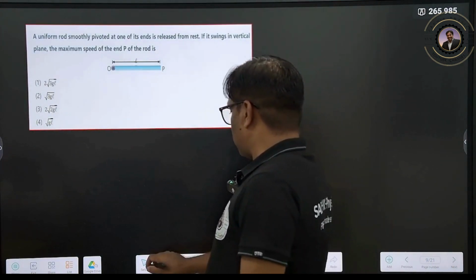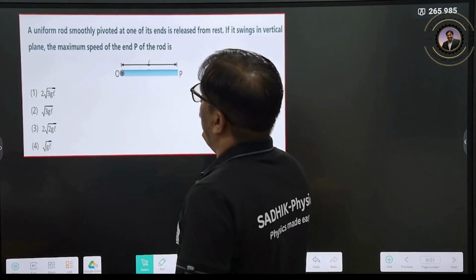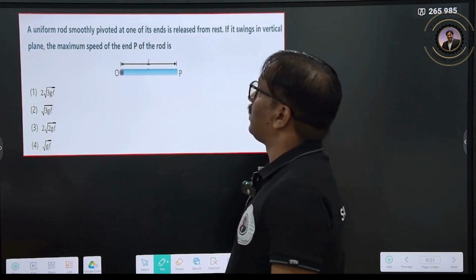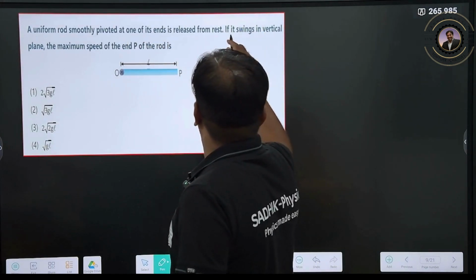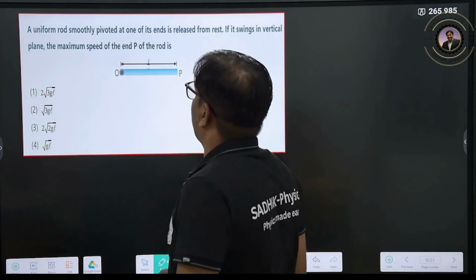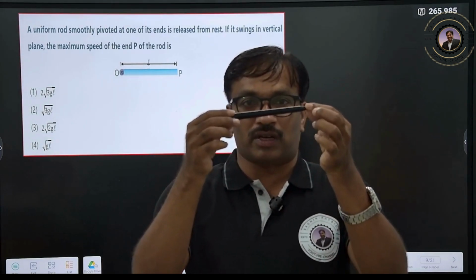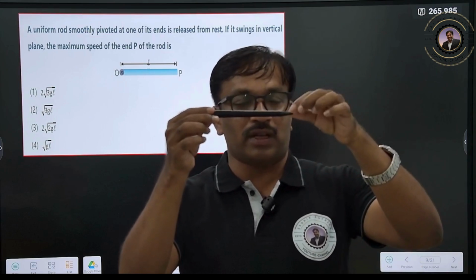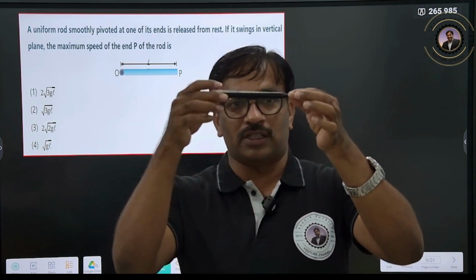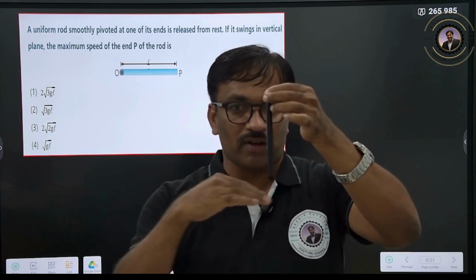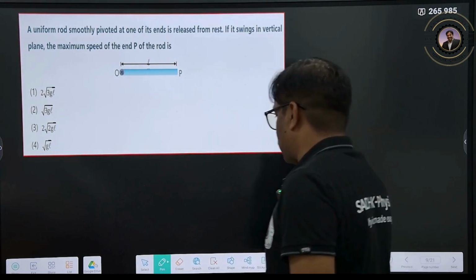Now we'll see the next one. Here there is a uniform smooth rod pivoted at one of its ends and released from rest. It is swinging in the vertical plane. We want the maximum speed of the particle at the end of the rod. So there is one rod, and we keep it like this, and here is your axis of rotation. Suddenly it is released, and when it comes down, what will be the speed of this particle when it is at horizontal?